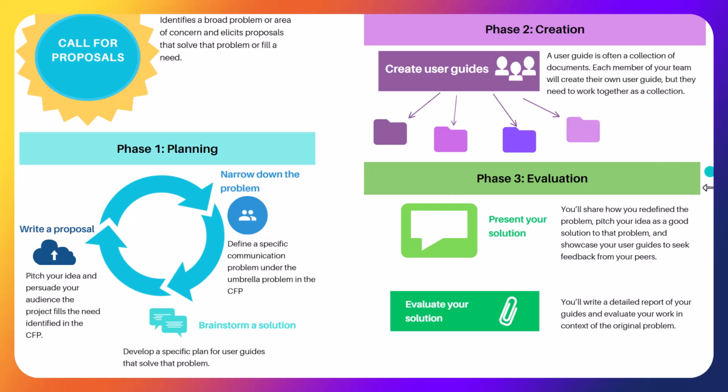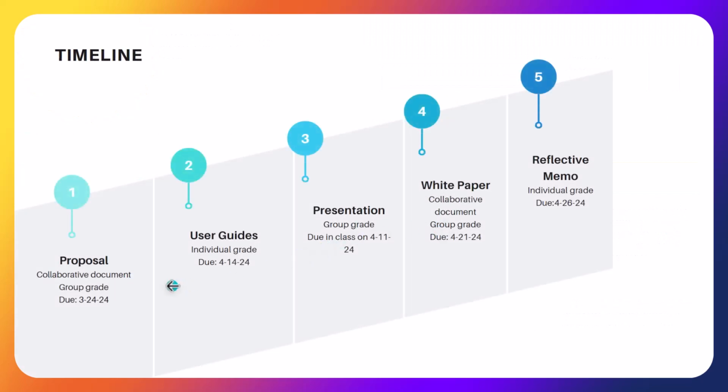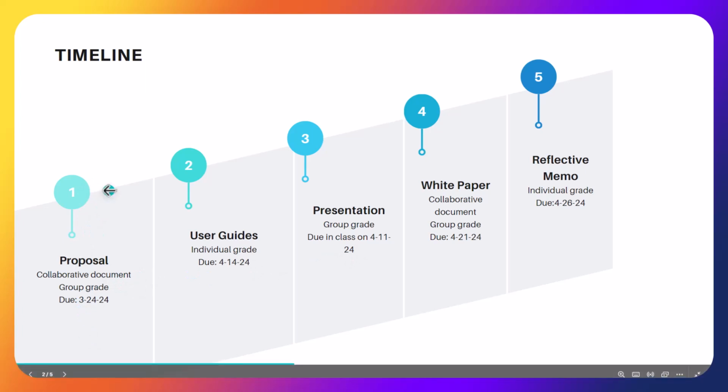So this is basically the next 7 to 8 weeks till the end of the semester. This is what we're working on. Now here's our timeline, and these are the different assignments. You're going to turn in a proposal. This is a group grade. Everyone needs to contribute to the proposal.